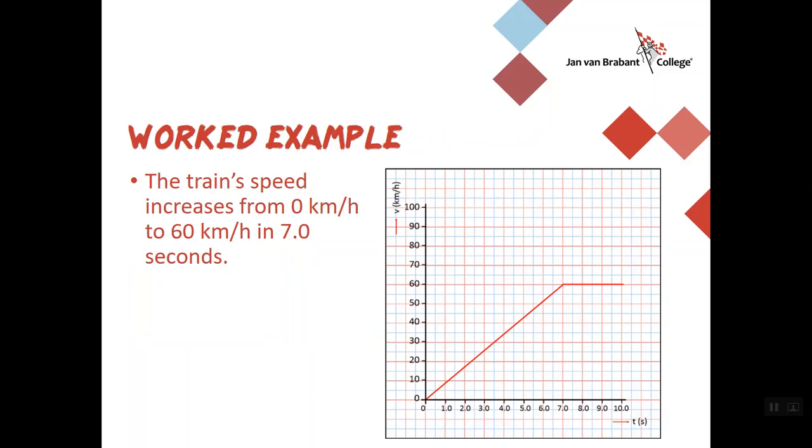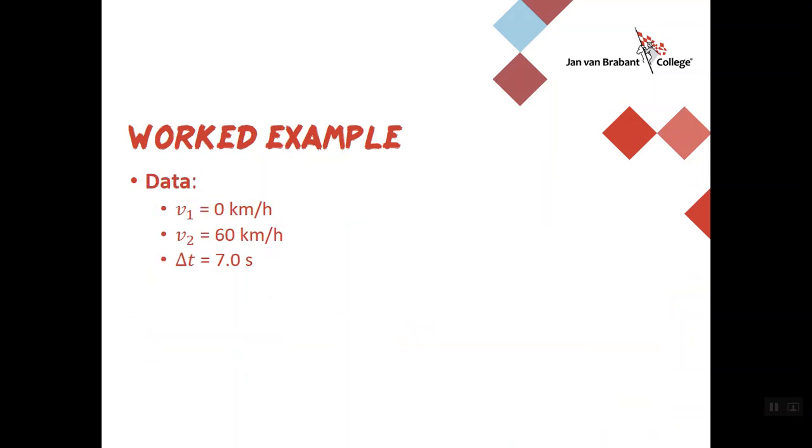In this worked example, we'll have another look at our train. We want to calculate the train's acceleration as it leaves the station. As you can see, the speed increases from 0 to 60 km per hour in just 7 seconds. Now let's calculate the train's acceleration using the formula I just told you about. Gathering all the relevant data gives us the following. The initial velocity is equal to 0, the final velocity is equal to 60 km per hour, and the time interval is equal to 7 seconds.